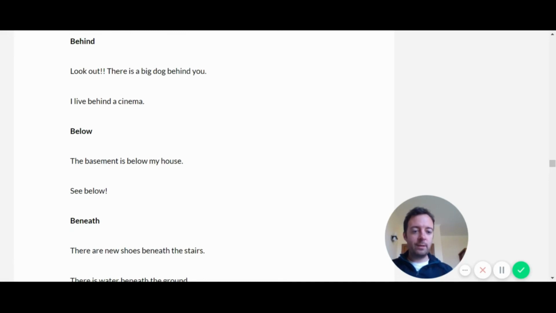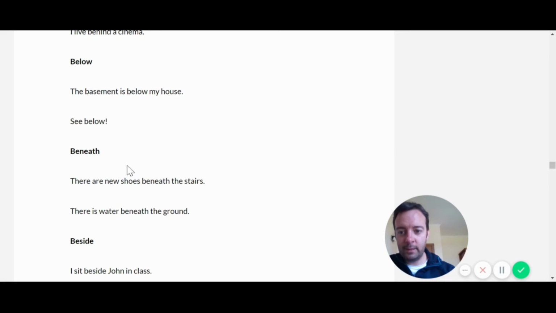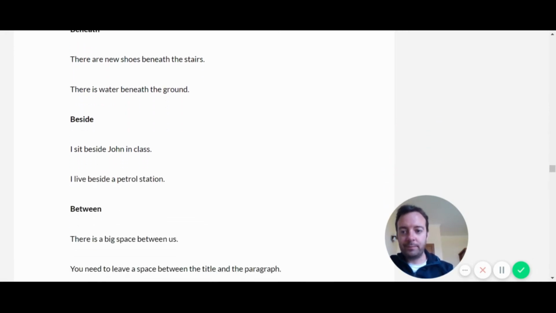Below is the opposite of above. So you have above and then below. The basement is usually a place below houses. So the basement is below my house. See below, that means look below, look down, and these are the things. Beneath is very similar. There are new shoes beneath the stairs, under, and there is water beneath the ground.